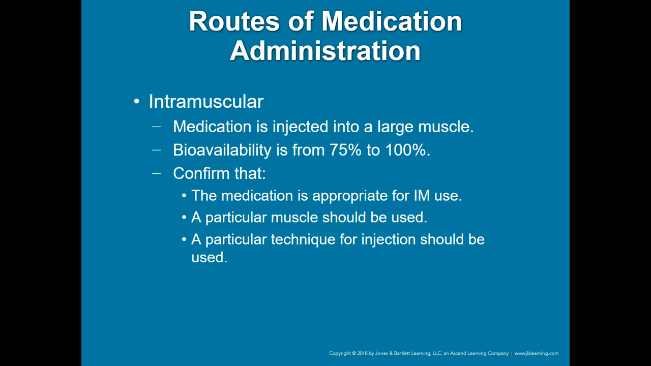Remember, the bigger the muscle, the more medication it can hold. You don't want to give 2 milliliters or 3 milliliters of fluid into the deltoid in the upper arm. You're going to have to go in the butt, a bigger muscle there, if you're going to give those larger amounts.